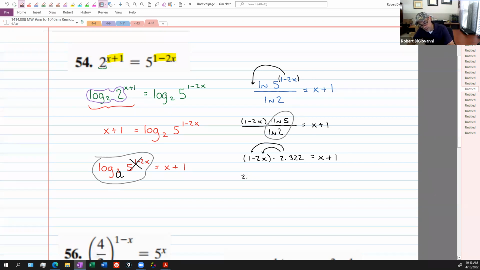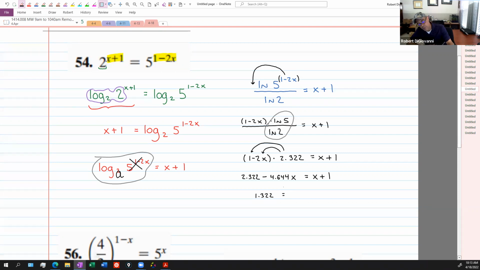So that's 2.322 minus, now I need to multiply 2.322 times 2, so 4.644x equals x plus 1. And now this is just a linear equation, so you can just move things around. Get all your x's on the right, get all your numbers on the left. So I'll subtract 1 on both sides.